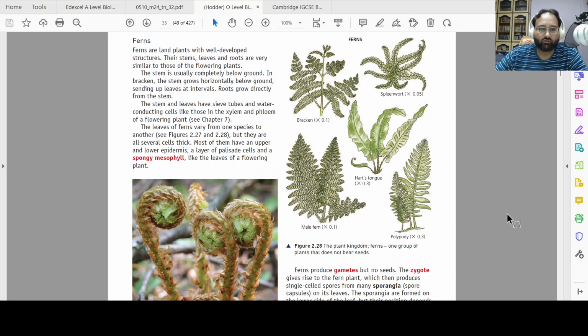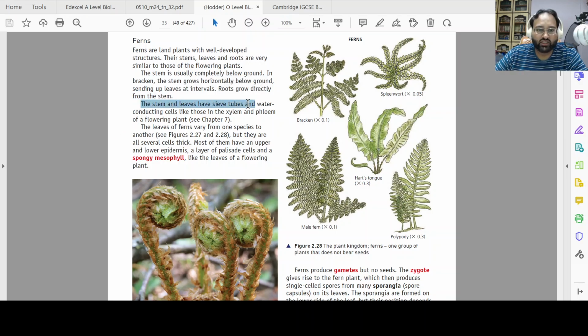Let's do an overview of ferns that we talked about yesterday. So they are land plants with well-developed structures. Their stems, leaves, and roots are very similar to those of flowering plants. The stem is usually completely below ground, right? And what we see growing above ground are just the leaves, and the roots grow from the stem. So the stem is also below ground, and obviously the roots are also below ground, right?